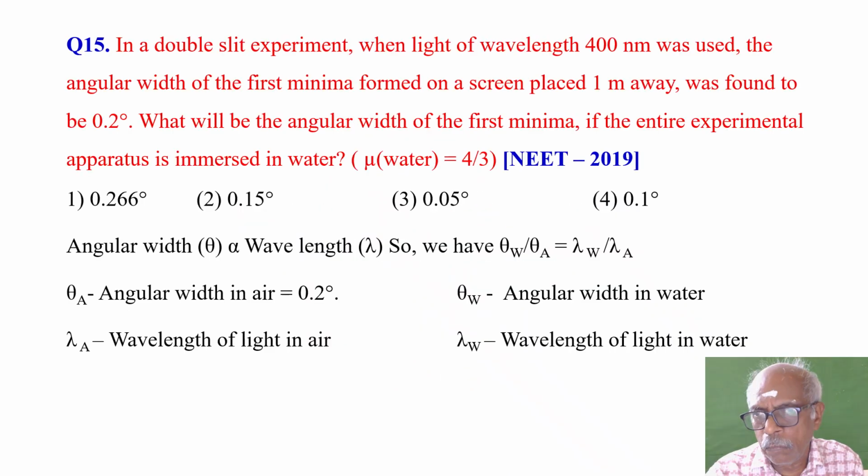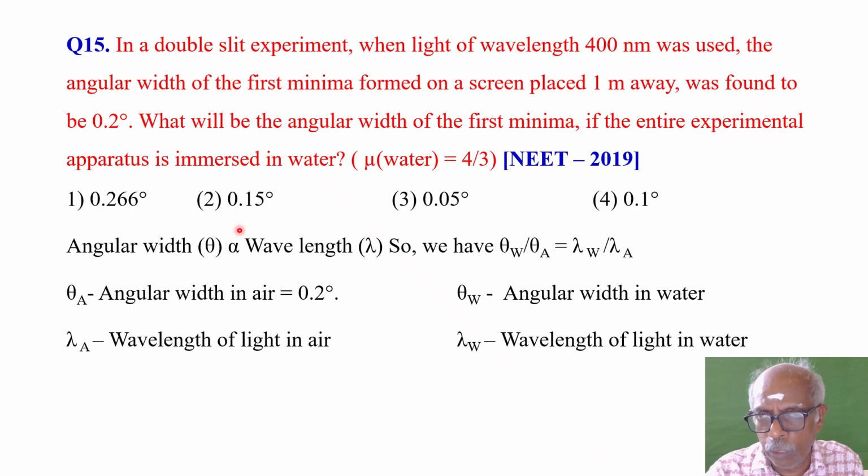So the question is, in a double slit experiment, when light of wavelength 400 nanometer was used, the angular width of the first minima formed on a screen placed 1 meter away was found to be 0.2 degree. What will be the angular width of the first minima, the very same first minima, if the entire apparatus is immersed in water? Refractive index of water is equal to 4/3. This question has been asked in the NEET examination in the year 2019.